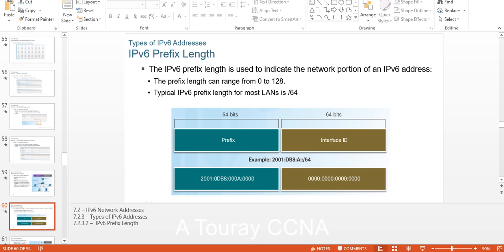And the first 64 bits is called the prefix, and the last 64 bits is called the interface ID. So that's why you call it the network is the prefix, and the interface ID is the host portion.